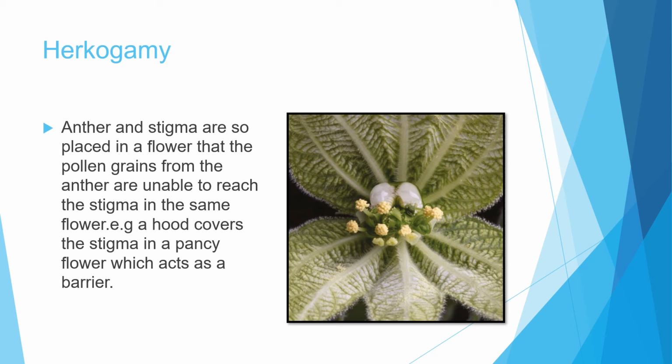Now here also it is an interesting term, that is hercogamy. So here we don't get any idea from the name what it actually refers to, but we can see that the anther and stigma are placed in a flower such that the pollen grains from the anther are unable to reach the stigma of the same plant. If you see, these are the pollen grains, just follow my pointer, they are unable to reach the stigma because it is covered by some covering which is acting as a barrier.